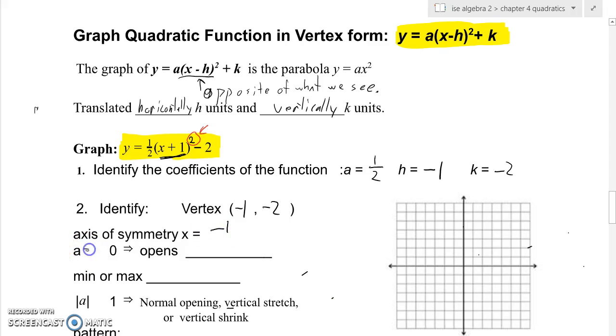Our a is 1/2, which is greater than 0. So we open up. We are a happy parabola. That means we have a minimum number of face muscles being used to smile. That minimum is negative 2. It occurs when x is negative 1.